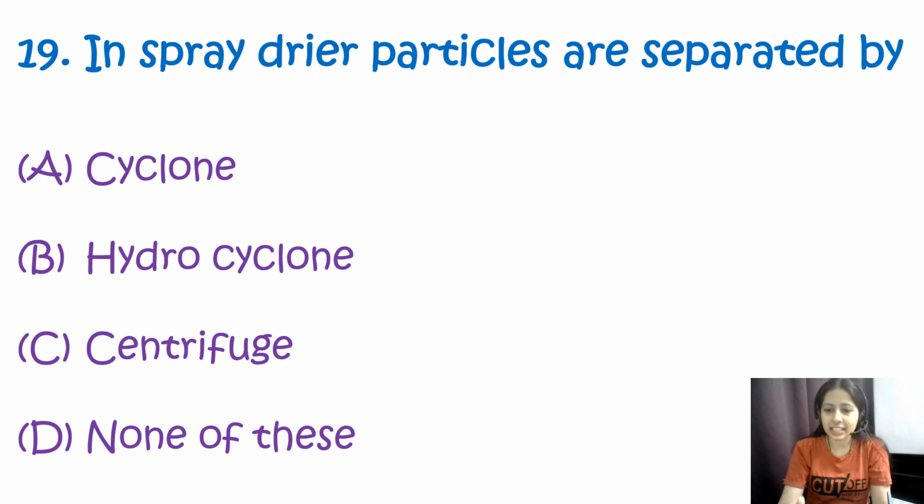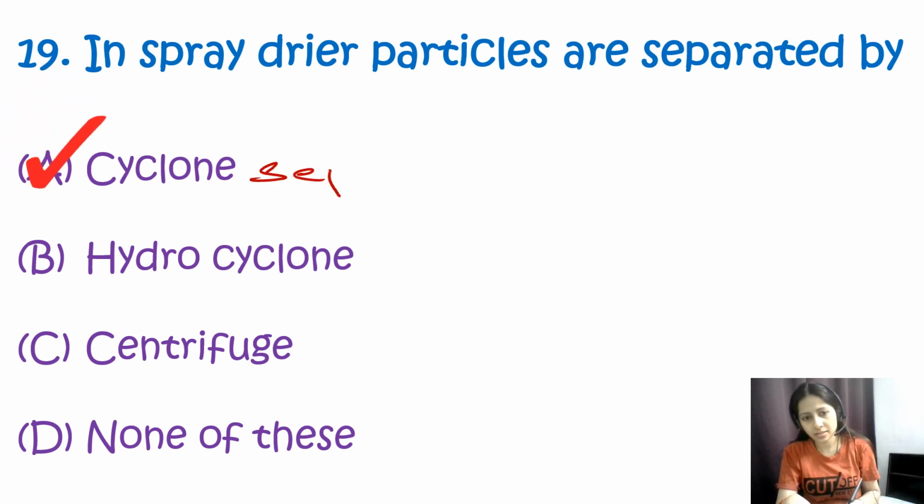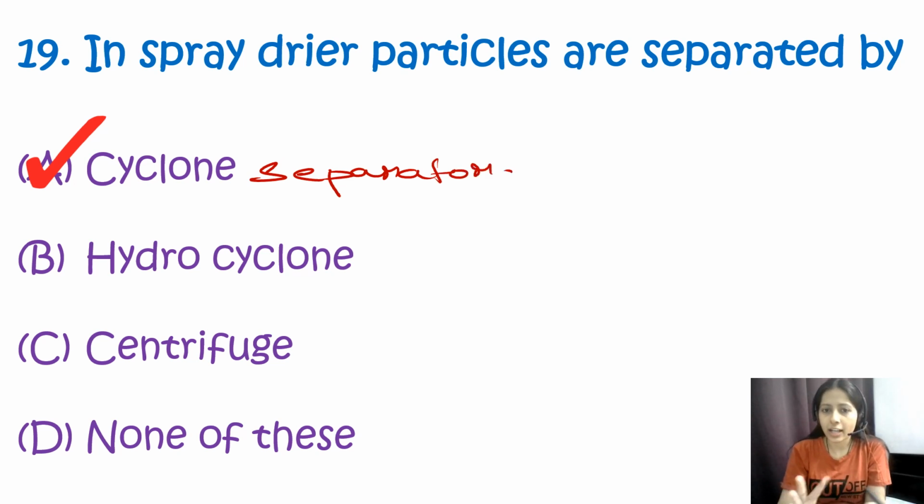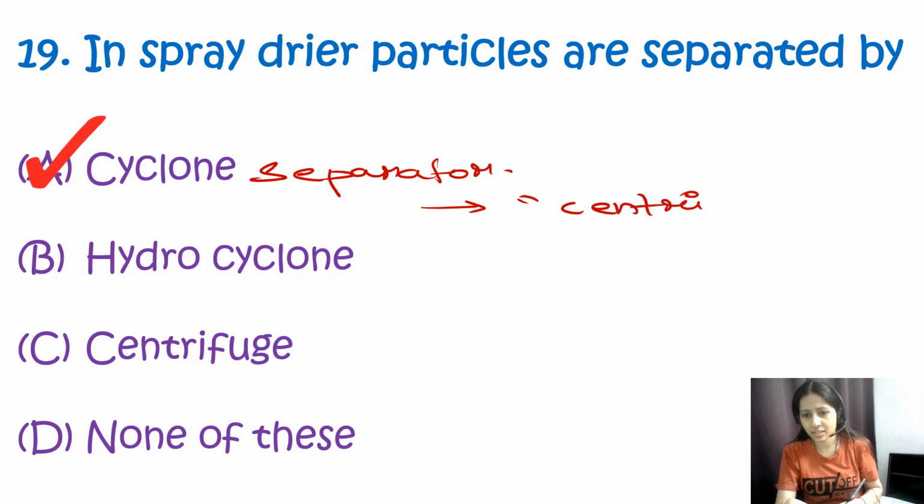Question number 19. In spray dryer, particles are separated by: options are cyclone, hydrocyclone, centrifuge or none. So in spray dryer, particles are separated by cyclone separator. Now what happens in a cyclone separator? Actually it takes advantage of centrifugal force.